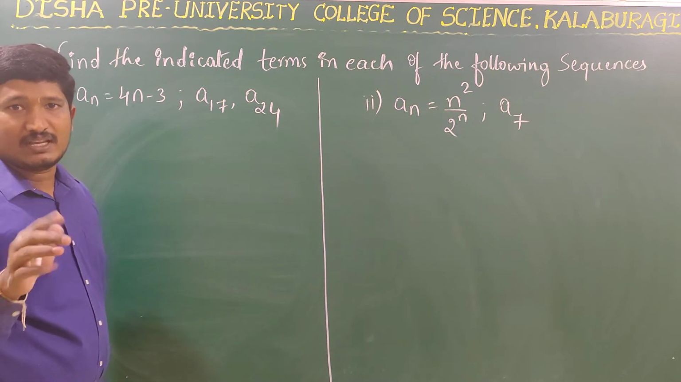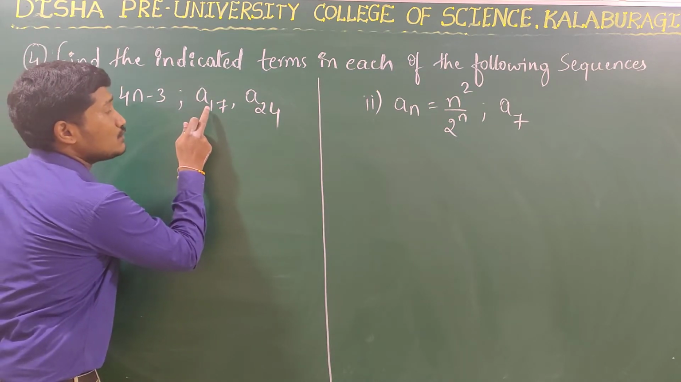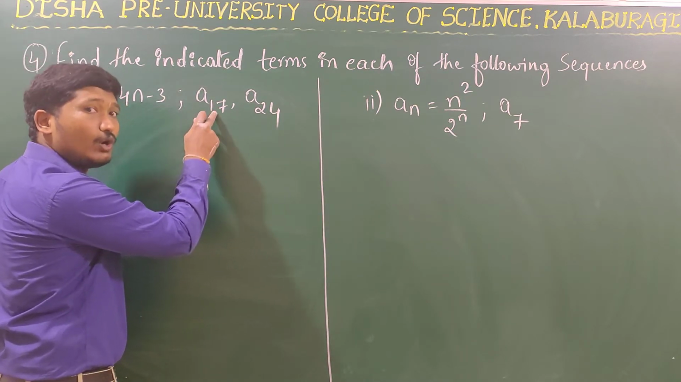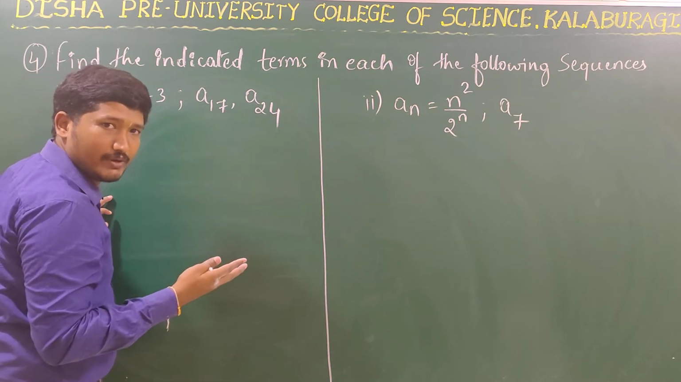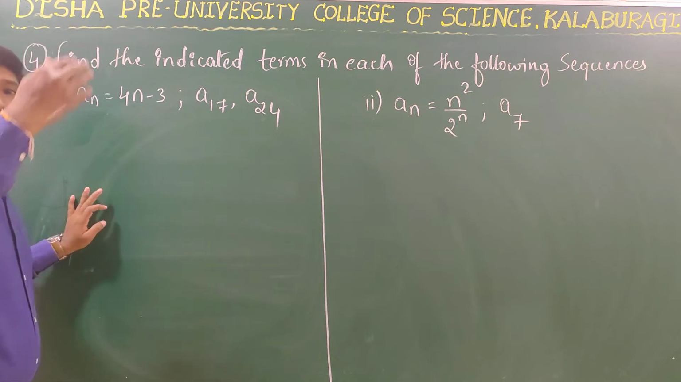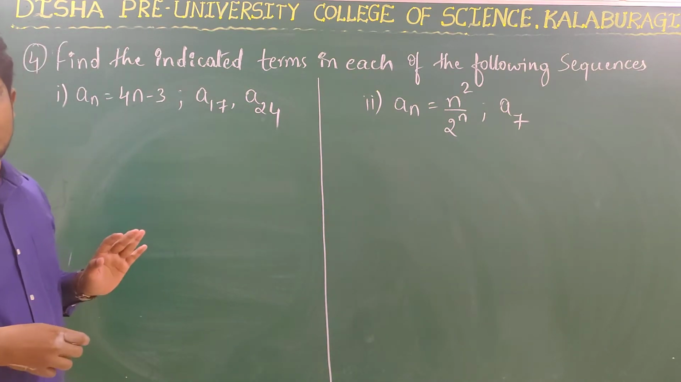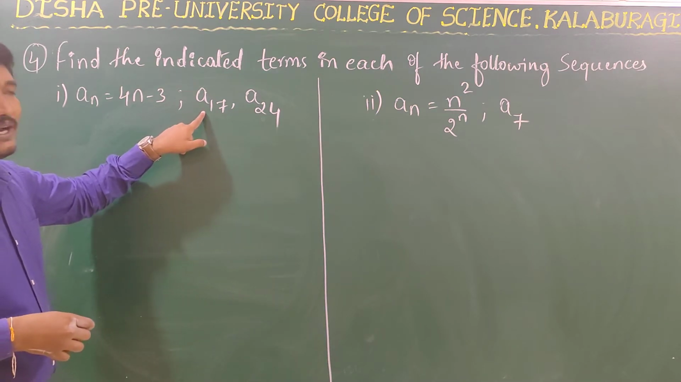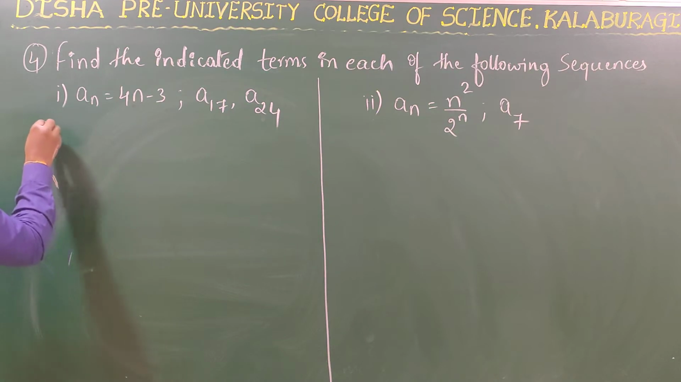A1 means the first term, A2 means the second term. Here we are asked to find A17. What do you mean by A17? The 17th term of the sequence. A24 means the 24th term of the sequence. So we have to find those now. First let us find the 17th term of the sequence. See here. Solution.